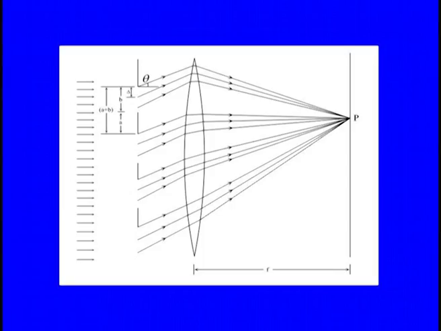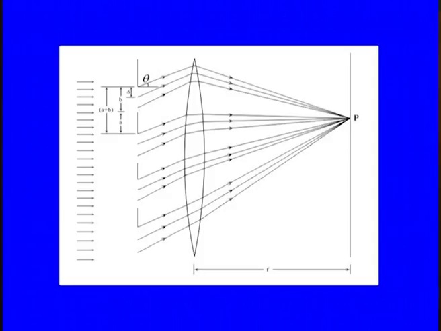Let a plane wavefront of light of wavelength lambda be incident normally on the slits as shown in this figure. According to the Huygens-Fresnel principle, at the instant the incident wavefront occupies the plane of the slits, every point in each slit is regarded as the origin of secondary spherical wavelets, which spread out in all directions. Therefore, the rays are diffracted from each slit in all directions.